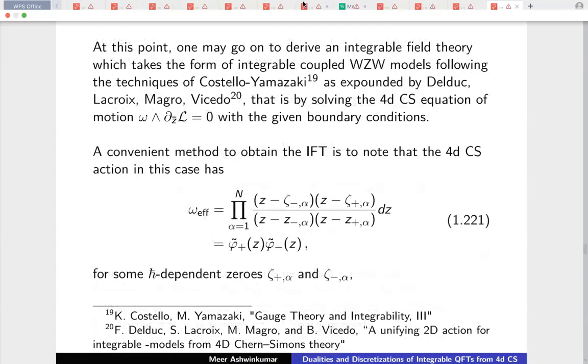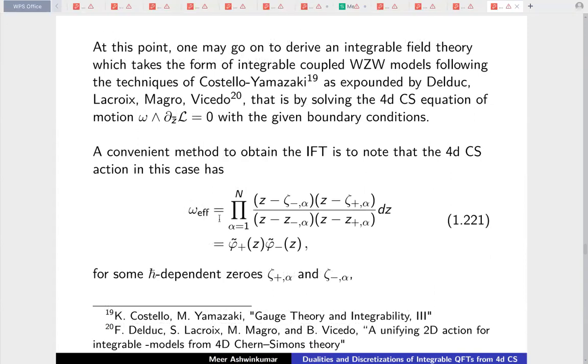And in practice, how this is done is to note that this meromorphic one form that we obtained from the quantum correction we saw earlier, which takes this form, is a limit of a meromorphic one form that was already considered by Costello and Yamazaki in Gauge Theory and Integrability 3.